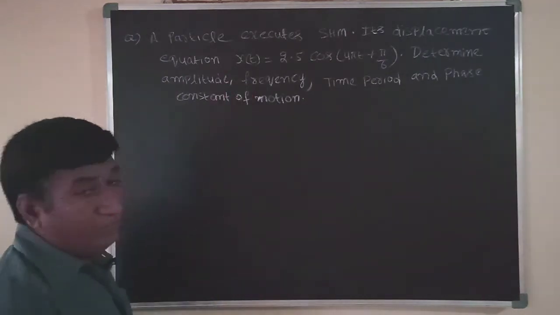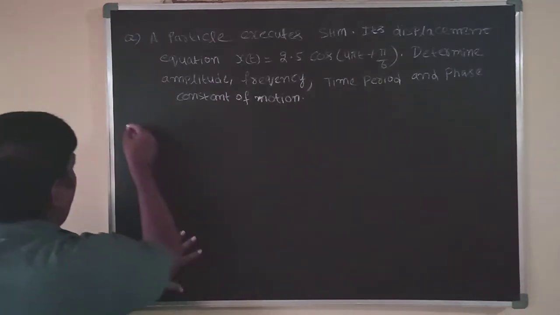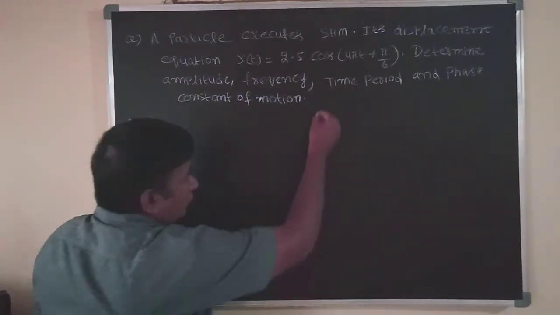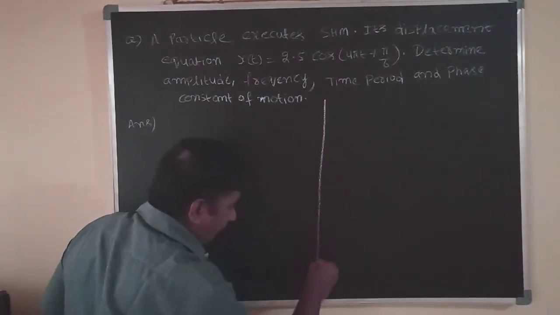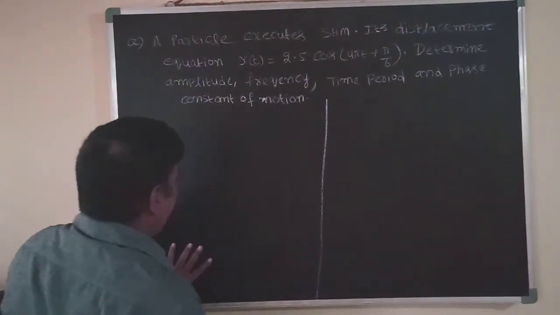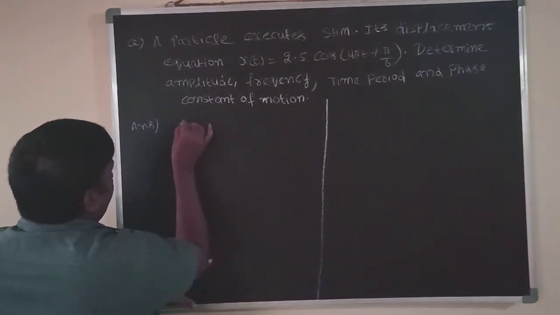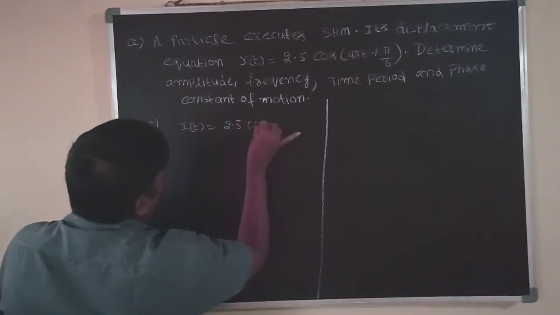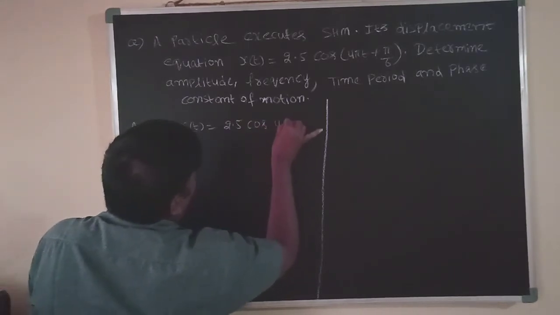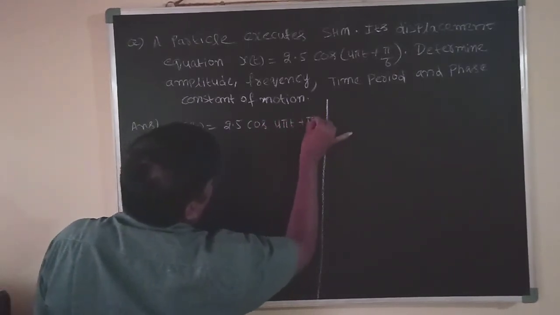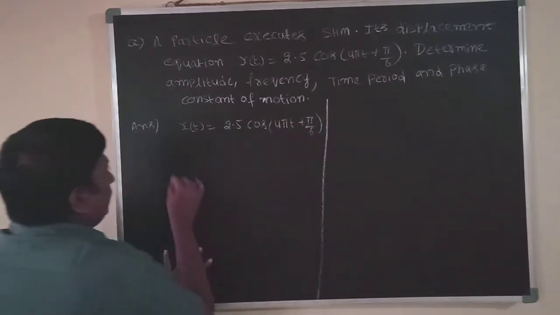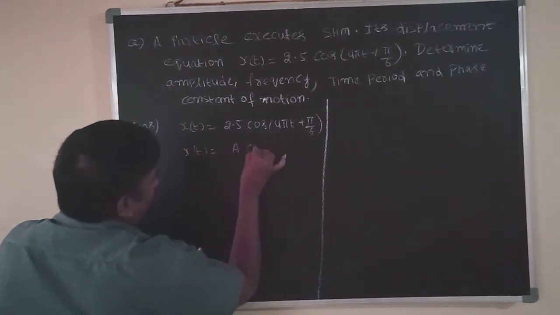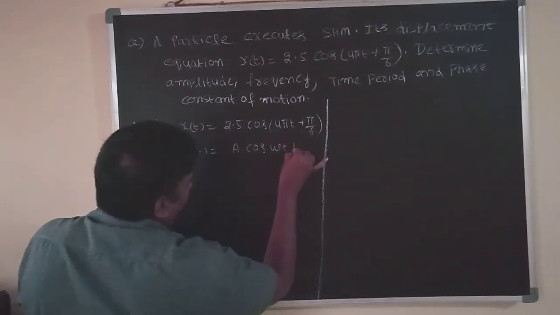If you look at the equation, the displacement equation which we have proved is x is equal to a cos omega t. Along with that, if it is making a certain phase, you can write it. First we'll write the given equation, x(t) is equal to 2.5 cos(4πt + π/6). So we know x with respect to time changes, which is nothing but a cos(omega t + phi).